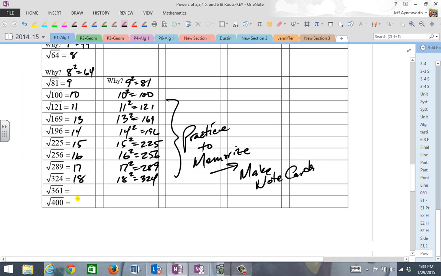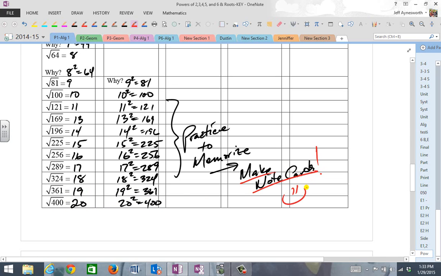Okay, the square root of 361 is 19. Why? Because 19 squared equals 361. Square root of 400 is 20. Why? Because 20 squared equals 400. Now, make sure you write all these things down. Practice to memorize. Make note cards, all right, to help you out.